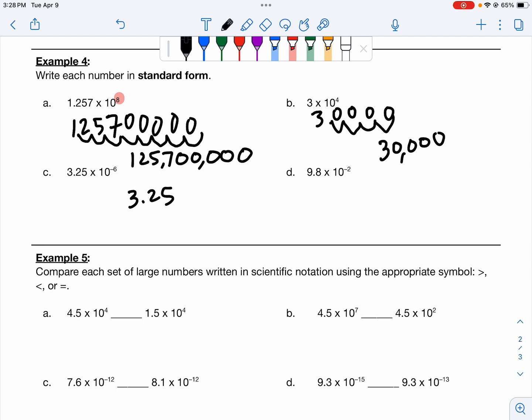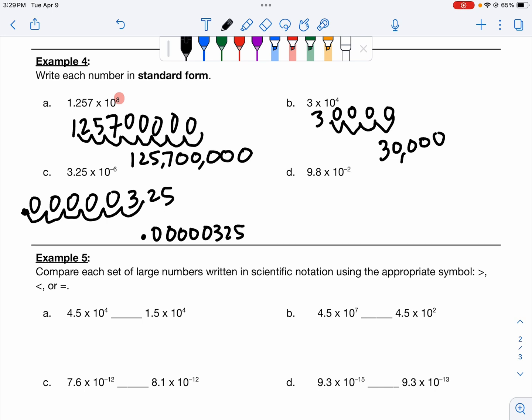But now we're going to move the decimal place to the left because we're making the number smaller. So we're going to move it 6 times: 1, 2, 3, 4, 5, 6. That's where my new decimal place is. Fill in with zeros. So the number we got is 0.0000325. A very, very small number.